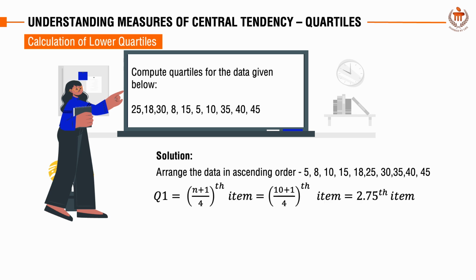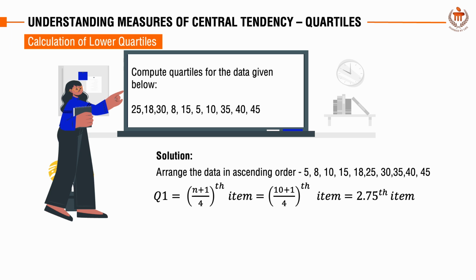Once we have the data arranged in ascending order, we can apply the formula of Q1 and Q3. Since the number of terms here is 10, quartile 1 would be (10 plus 1) by 4, which is 11 by 4, the 2.75th observation. Now the first observation is 5, the second observation is 8, and the third observation is 10. So we want the 2.75th observation. That is my quartile 1.